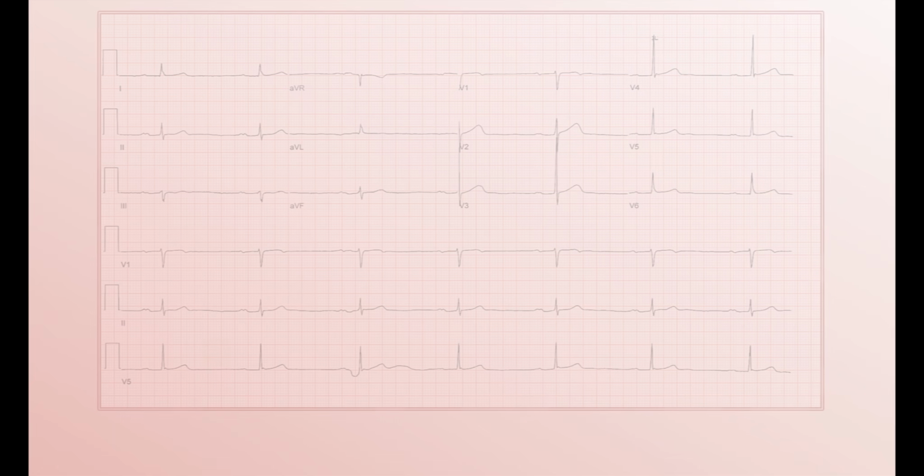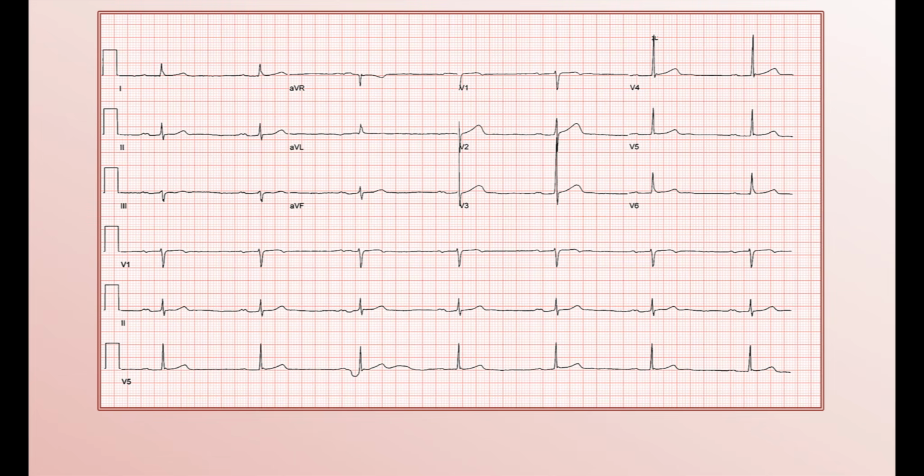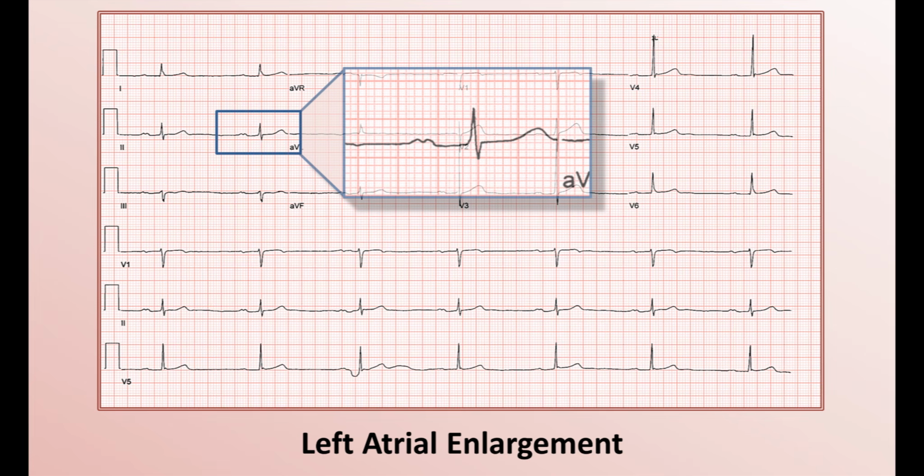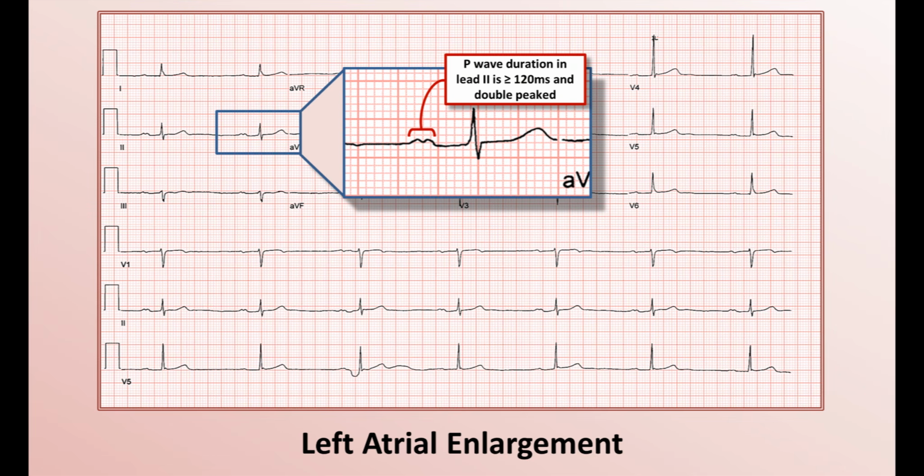Here's the next example. This is left atrial enlargement. Once again, we'll zoom in on lead 2. Although the amplitude of the P wave is low, the duration is just over 120 milliseconds, and it has a very distinctive double peak indicative of left atrial enlargement.